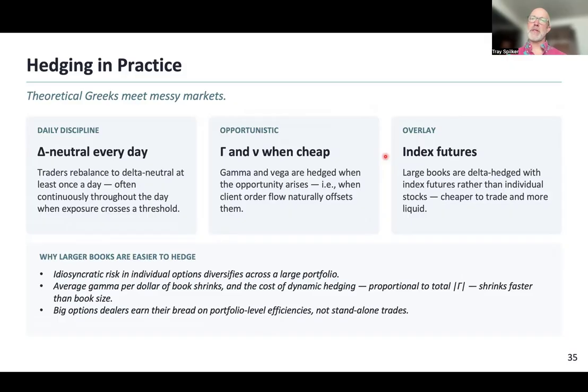So with index futures, delta hedging is relatively straightforward to do. And it's going to be easier to hedge larger portfolios because the law of large numbers typically smooths out those individual name idiosyncratic risks. Whereas if you had one position, it'd be much harder to hedge with futures for sure. You'd have a lot of basis risk in that case.